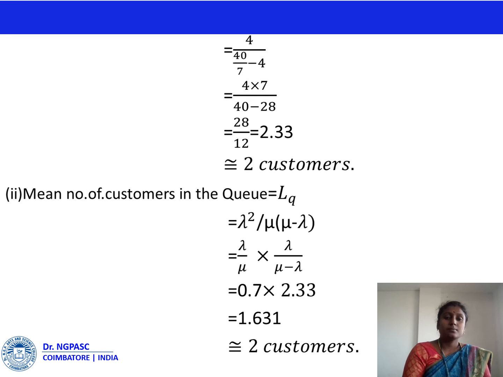Next is the mean number of customers in the queue, denoted by LQ. The formula is lambda squared divided by mu into mu minus lambda. It is separated as lambda by mu into lambda divided by mu minus lambda. We know lambda by mu is rho, so 0.7 into lambda divided by mu minus lambda, which is 2.33. We multiply and get 1.631. So approximately 2 customers are waiting in the queue.